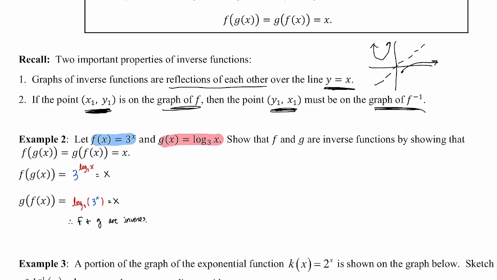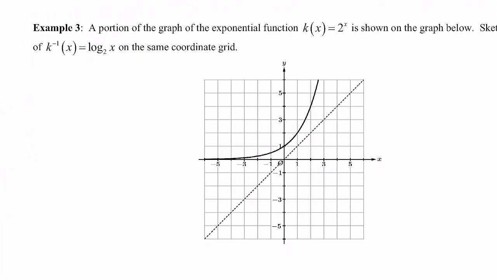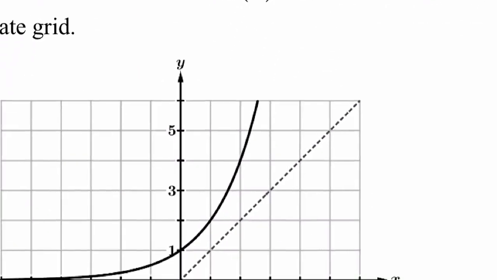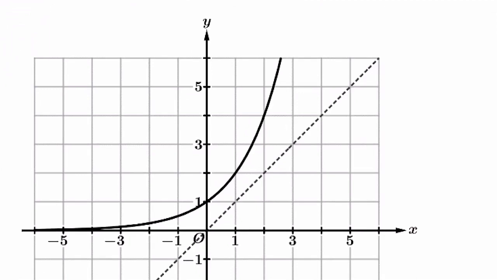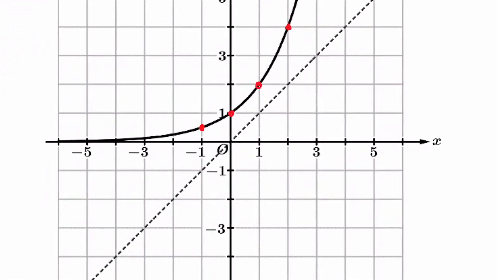We're going to apply that second statement to example number 3. They have given us an original function of k of x is equal to 2 to the power of x. Let's find some nice points, and then we'll switch the x and y coordinates for these points to graph the inverse function. So I'm going to start labeling each of my points: -1, 1/2; 0, 1; 1, 2; and 2, 4. As long as I switch every x and y coordinate, I should produce the inverse function.